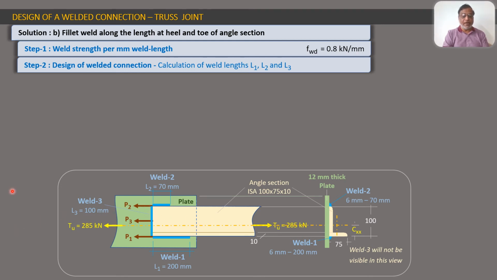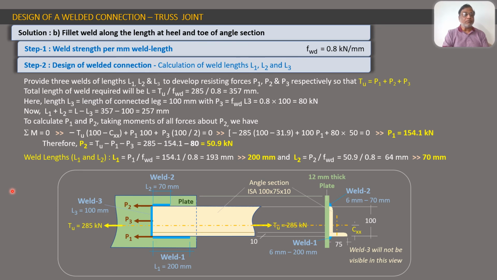Now you will see here that we provide three welds of lengths L1, L2 and L3 to develop resisting forces P1, P2 and P3 respectively, so that TU is now equal to P1 plus P2 plus P3. So this TU is on one side, these are the three resisting forces.